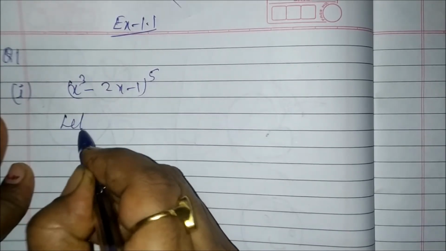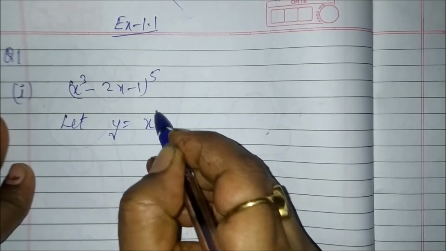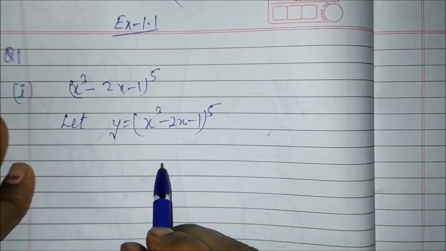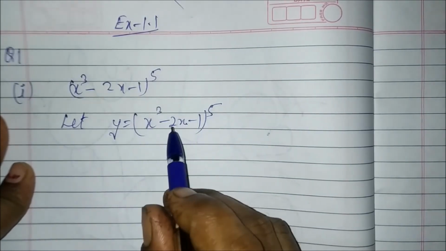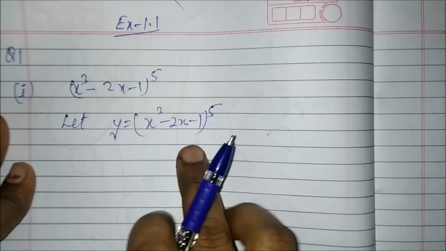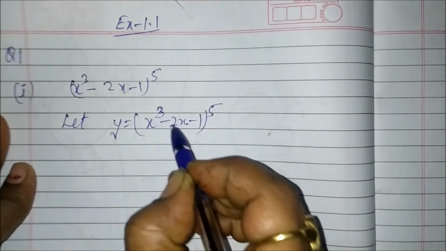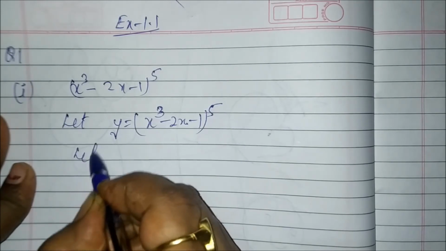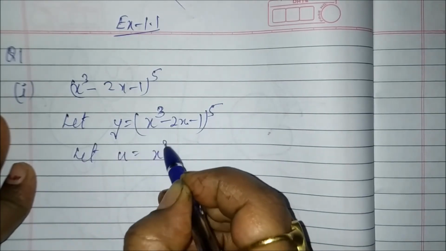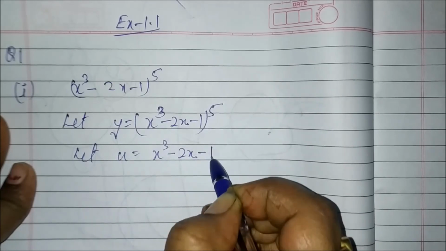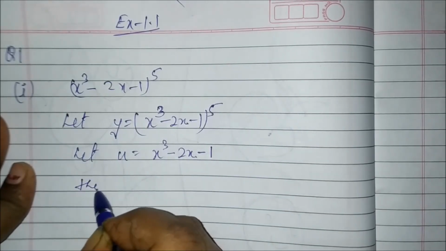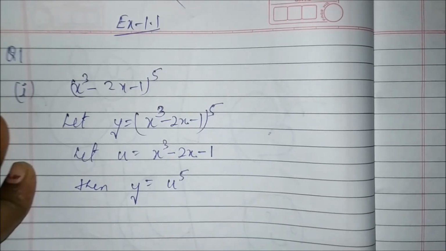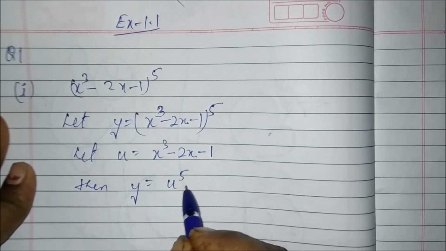So let y is equal to (x cube minus 2x minus 1) raised to 5. Here, in place of x, a function of x is given, that is, x cube minus 2x minus 1 is a function of x. So we'll consider, let u equal x cube minus 2x minus 1, then y equals u raised to 5. Now we'll differentiate this.